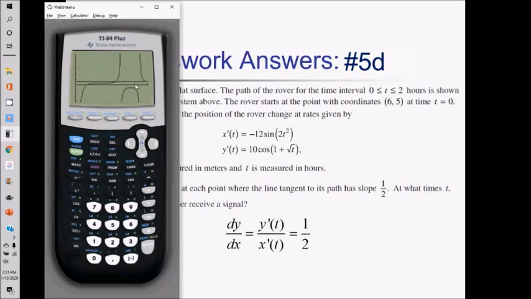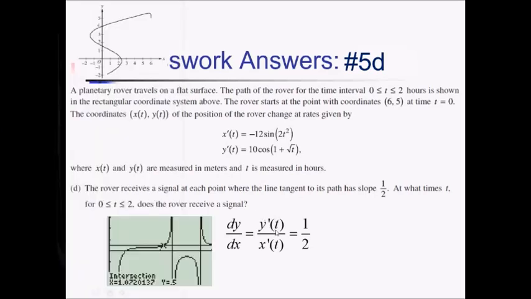It looks like it only touches in one spot right here. This is more asymptotic if you zoom in. So let me do second trace, intersect, option 5. And let's do enter, enter, enter. There's our intersection point at 1.072. So that's going to be in, let's see, hours, and that's the time of intersection.